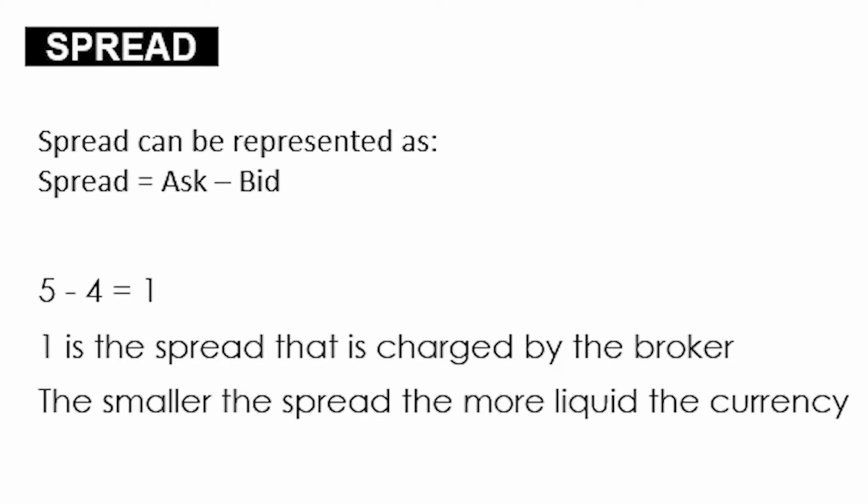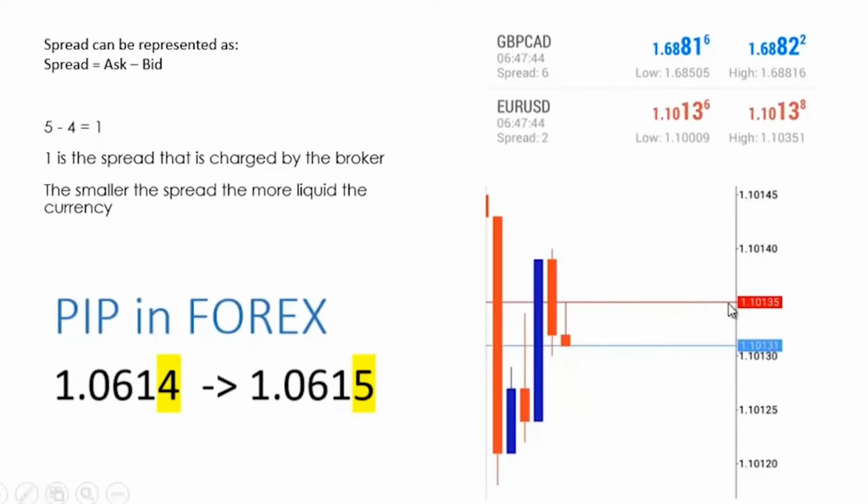The smaller the spread, the more liquid the currency. The spread is between this red line and this blue line. Right, this is the spread. This minus this will give you the spread. So 1.0615 minus 1.0614 will give you 1.